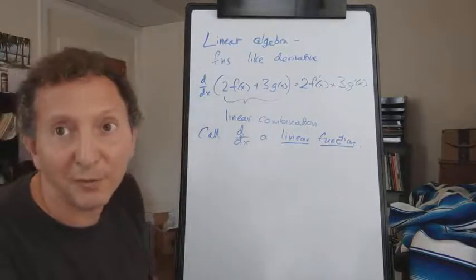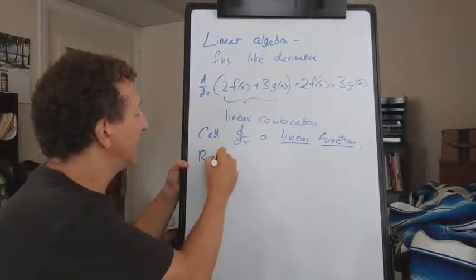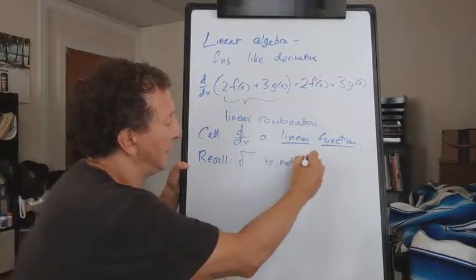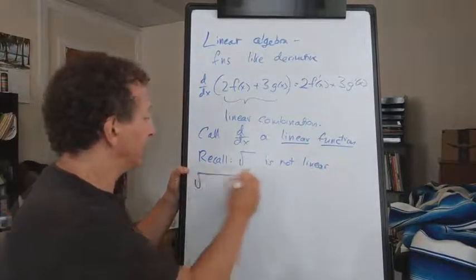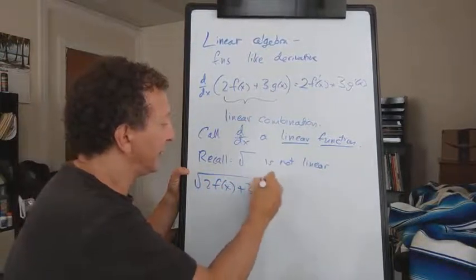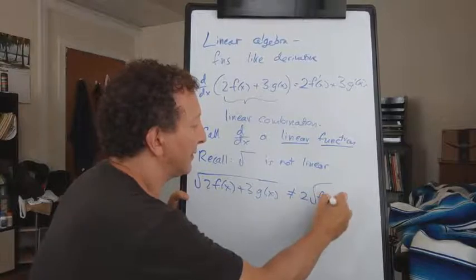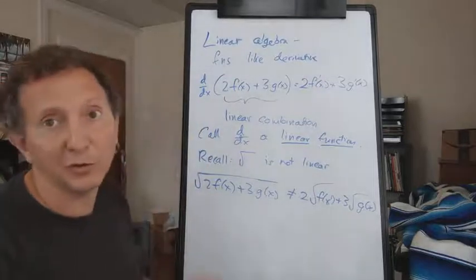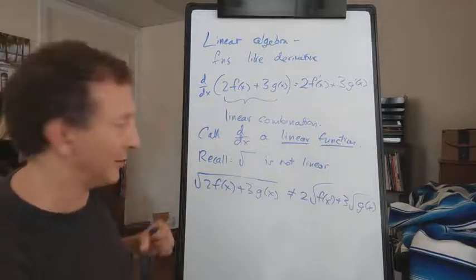And just to remind you, not all functions are linear. Recall that square root is not linear. Because if we take the square root of 2 f of x plus 3 g of x, we do not get 2 square root of f of x plus 3 square root of g of x. Square roots just don't work that way. So linear algebra is the study of linear functions.